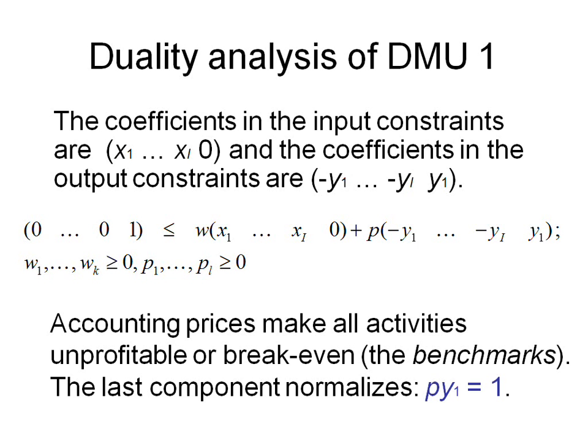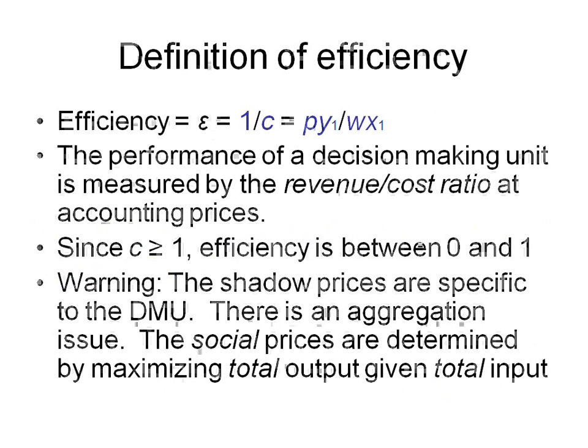Another way of putting it is as follows. Instead of maximizing C, we could have just as well maximized 2C, right? Does it make a difference if you use Celsius or Fahrenheit to locate the hottest spot on Earth? Okay? If you would have maximized 2C, then the price normalization constraint would have been Py1 is equal to 2. Okay? So that last component is just a price normalization constraint.